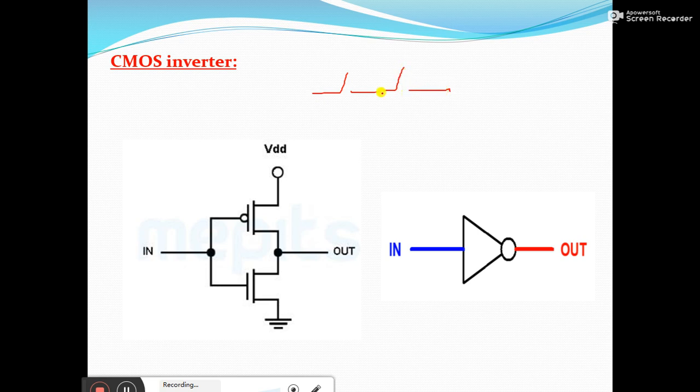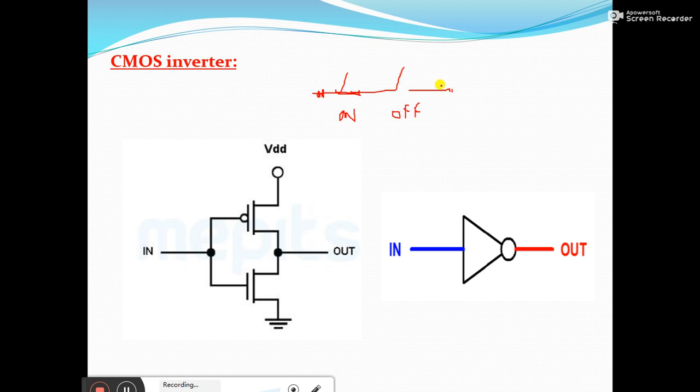At any point of time, the value of the output will be either 1 or 0. Since these two switches are complementary to each other, if one switch is in on condition, the other switch should be in off condition. Let's say this is in on condition and this is in off condition. Let's say the first switch was closed and the second switch is open.